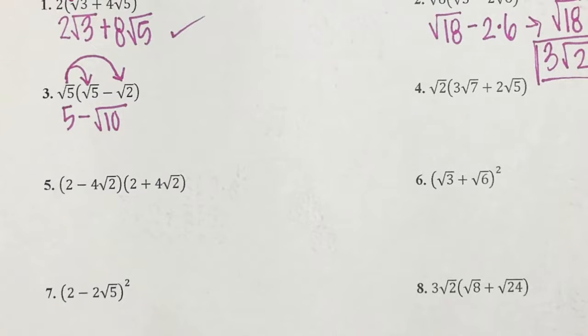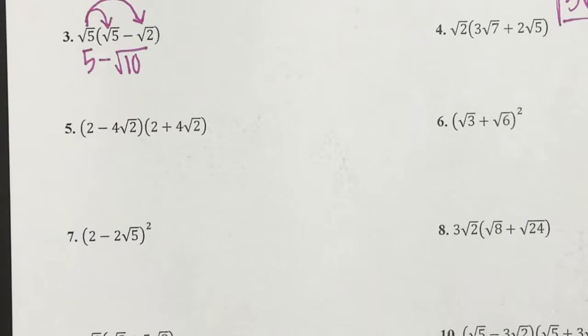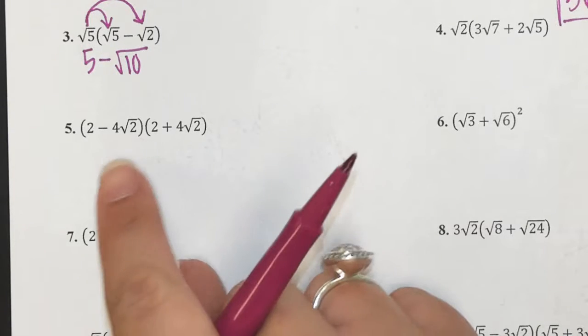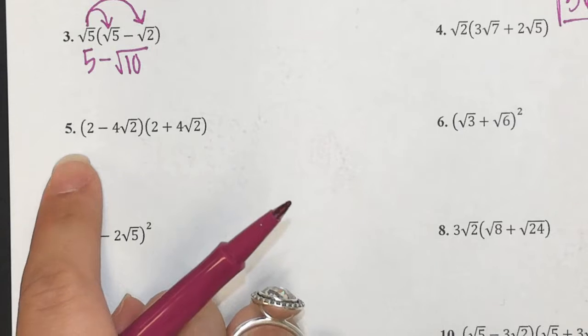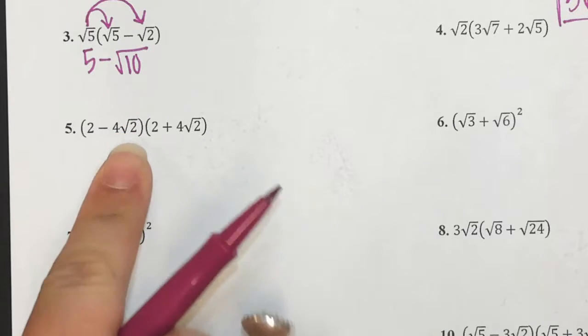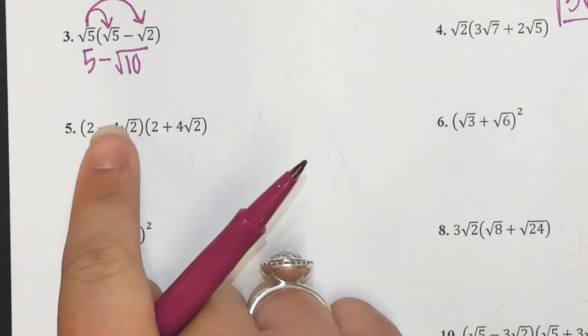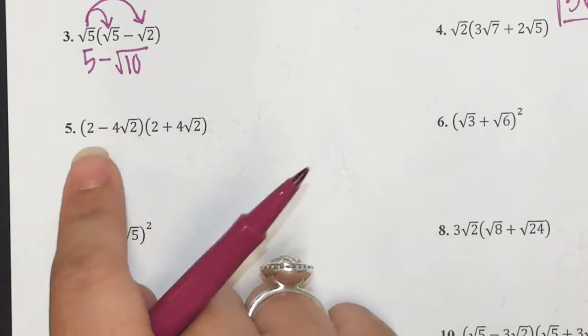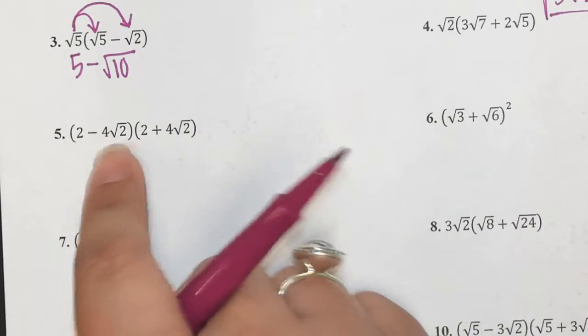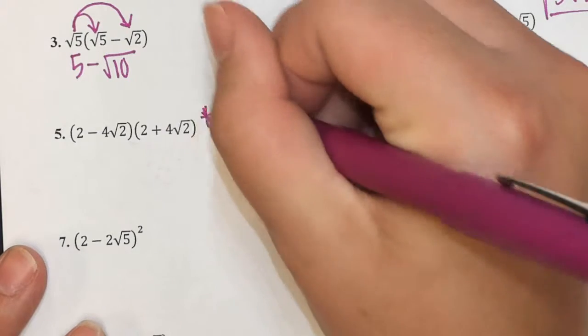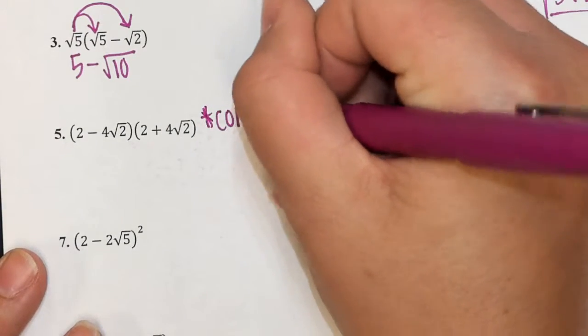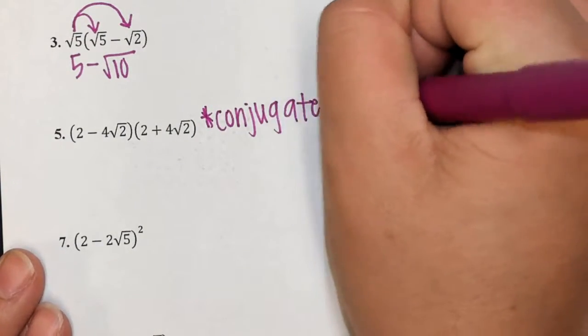Oh, hold on. Let's look at 5. What does 5 look like? Like you said, it looks like the, what's it called? Conjugate. 5 is the conjugate. Do you see that? 2 minus 4 square root of 2. Same numbers. The only thing that's different is the sign. So don't FOIL this out. If you see, oh my goodness, this is a conjugate, do not waste your time FOILing this out.